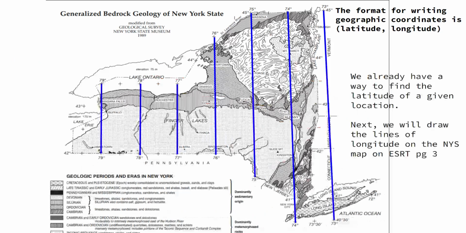Let's draw lines of longitude. Remember, all our longitudes will be west of the prime meridian, right? So this is our 73 degrees west longitude, 74, 75, 76, 77, 78, and 79 degrees west longitude. It's okay if your lines are slanted as long as your numbers are connecting.